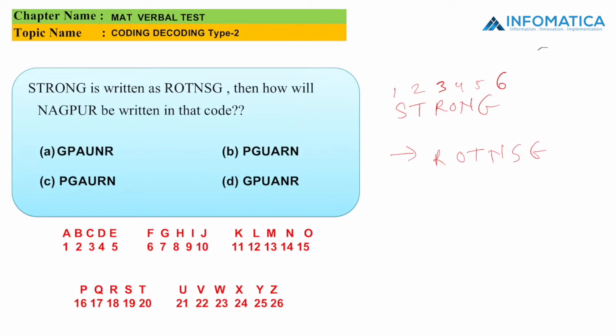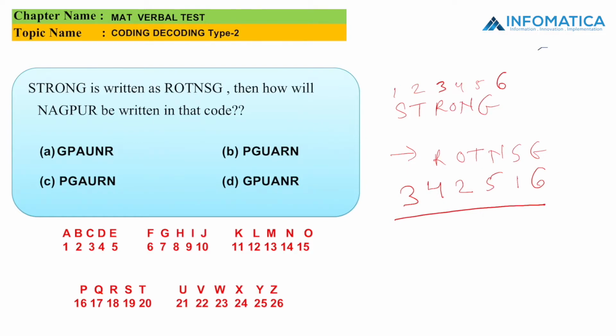ROTNSG. If we look carefully, R, which was on number 3, has been written first. O, which was on number 4, comes next. T, which was on number 2, is following it. Then we have N, which was on number 5, comes next. S, which was on number 1. And G is coming on number 6. So we are getting the code of 342516.